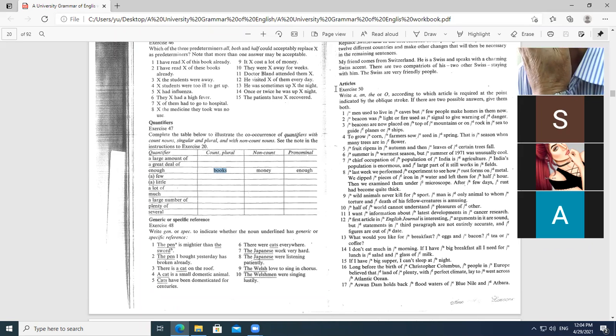Doctor, the first one is zero article. Used to live in caves, zero article as well. But we can say zero article and a few people make. We can use a few people or zero article. A few people make homes in them now. Yes, next.